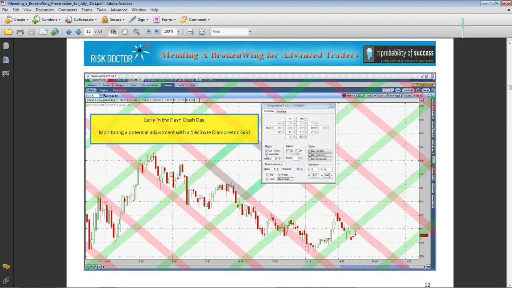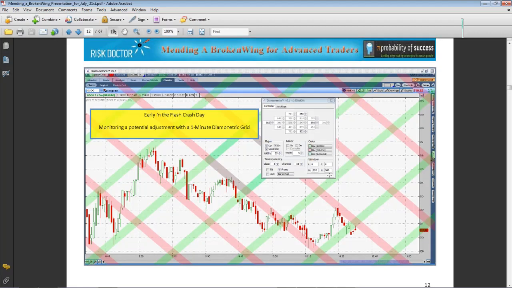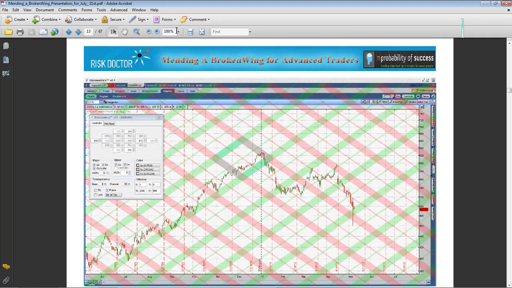So this is just a picture of what I was doing with a 1-minute chart with Diamonetrics. Okay, so now we're at 493. And this is the day after the flash crash. You could see that Google, I'll make this bigger, Google got down there. It touched near 460.